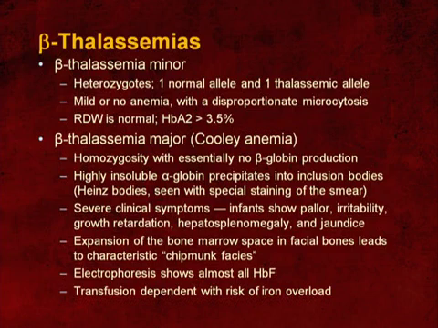They get a lot of extramedullary hematopoiesis, and so they'll get big spleens because the cells are all crummy. They're going to break down, and they're going to get jaundice. They get expansion of their marrow spaces because the bone marrow is trying to go crazy making things. And they'll get expansion in the facial bones, leading to chipmunk facies. And their electrophoresis is going to show a lot of hemoglobin F because they're not making beta chains.